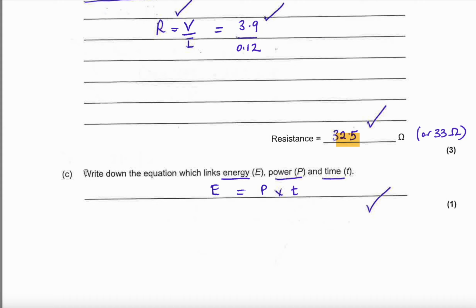The next part of the question, again, they want you to write down the equation that links energy, E, power, P, and time, T. Because they've defined each letter, you can put it just in simple terms: energy equals power times time. Remember, power is the rate of transfer of energy, so if you multiply by the time, you'll get back to energy. Energy is in joules, power is in watts, and time is in seconds. That's something you need to remember. So this is 5 marks for the first 2 pages.